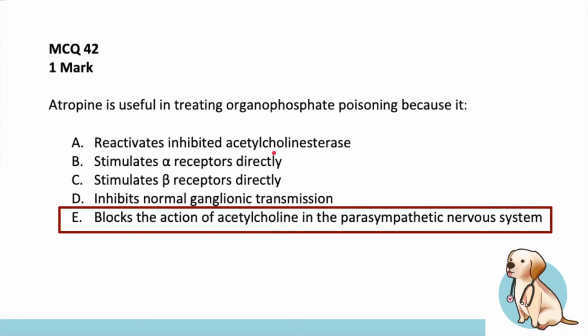Reactivates inhibited acetylcholinesterase. If you have a lot of acetylcholinesterase, you're going to have more breakdown of acetylcholine, but that's not quite how the drug works. This would be for your pyridostigmine. Inhibits normal ganglionic transmission, not quite, because that would be ganglion stuff. This is more towards the end. And that's it. Okay, yeah, really good job, guys, for sticking around.